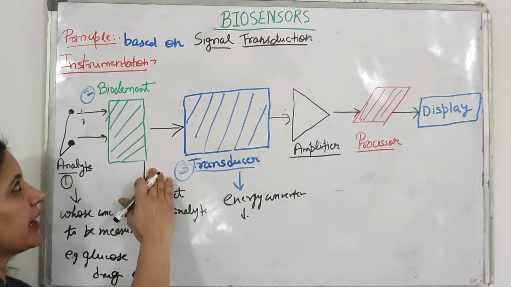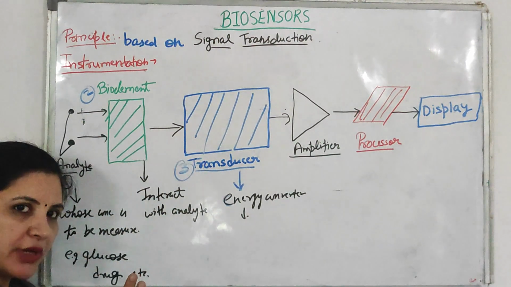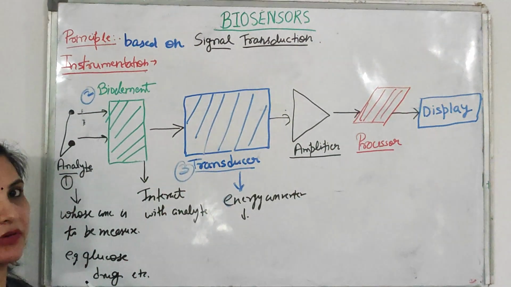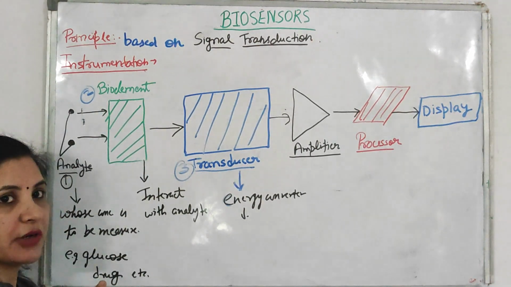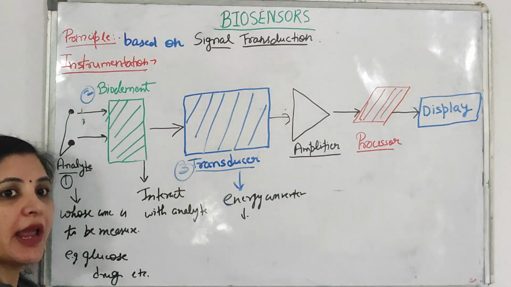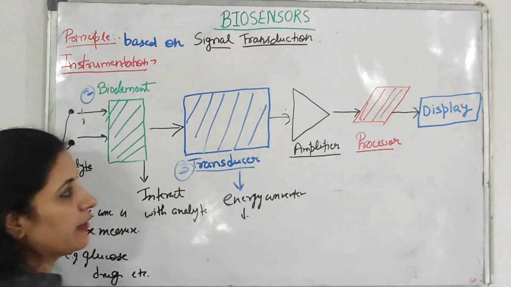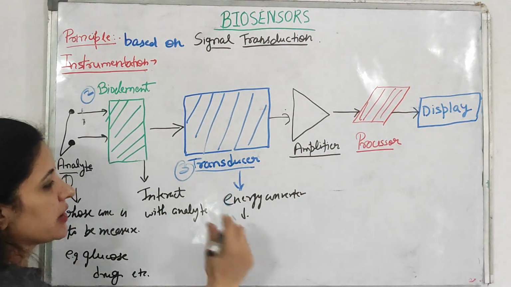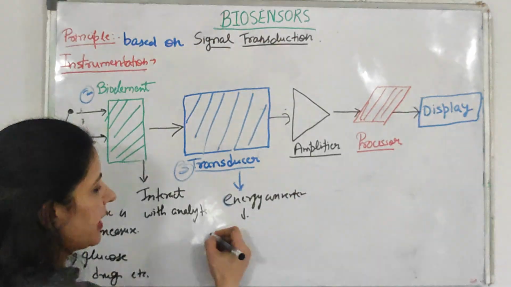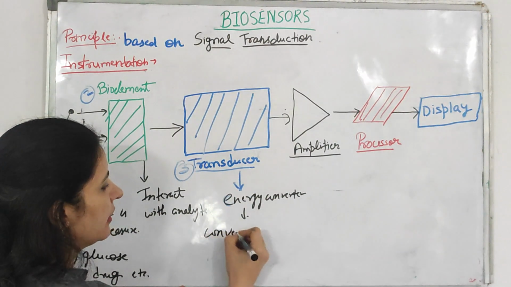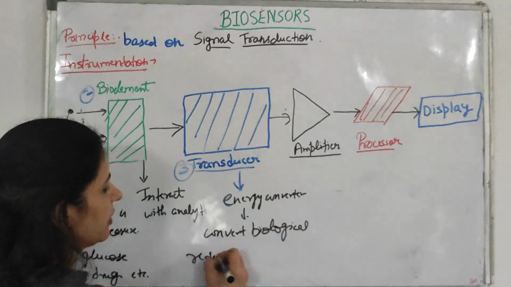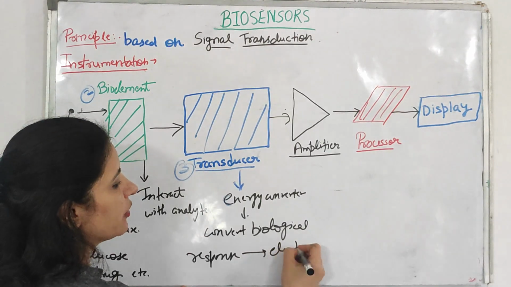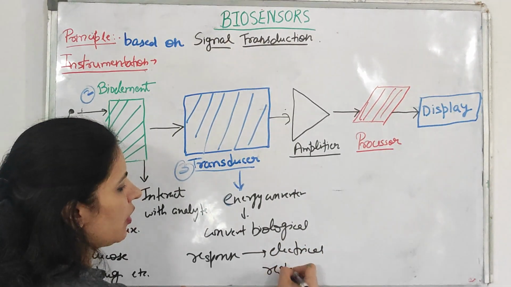So when the analyte and your bioelement or bioreceptor bind to each other, then after binding they will generate a biological response. But you know very well that you cannot measure or display any biological response. That biological response should be converted into electrical form, and only then will it be visible on your display. So the transducer acts as an energy converter: it converts the biological response to an electrical response, or you can say biological energy is converted into electrical energy.